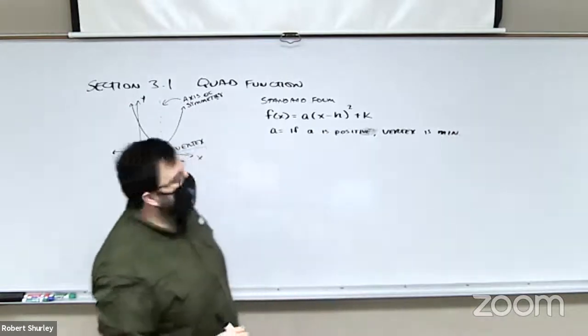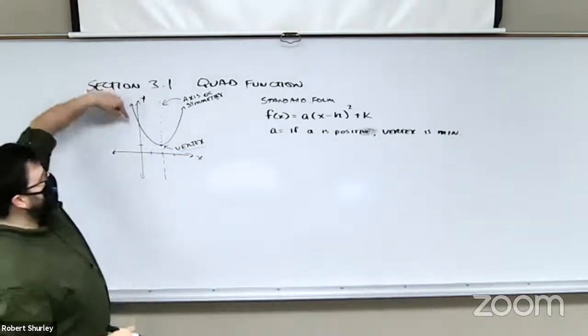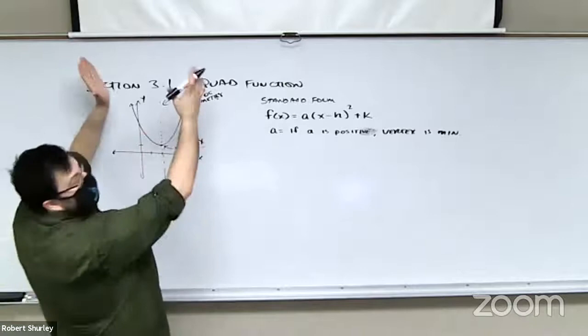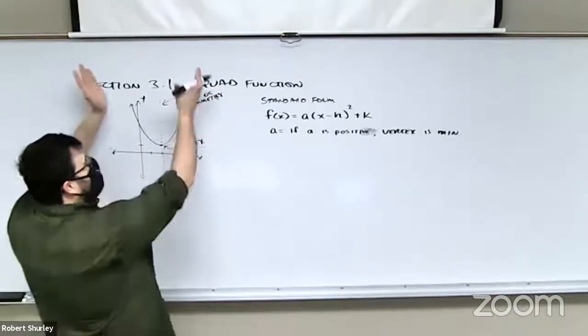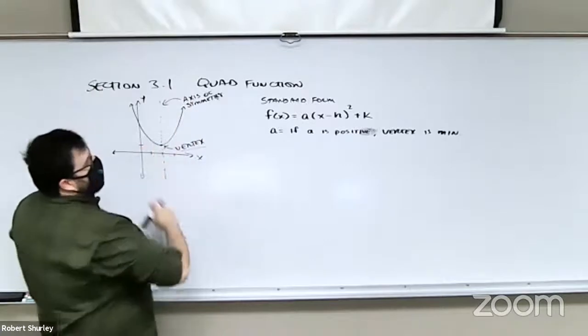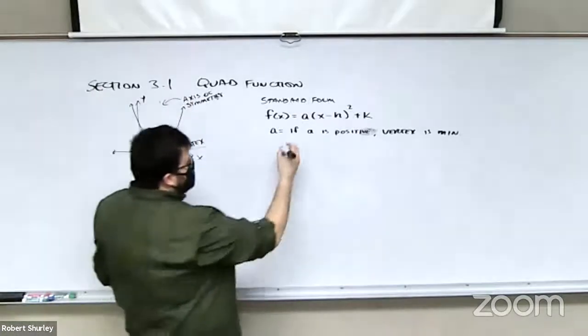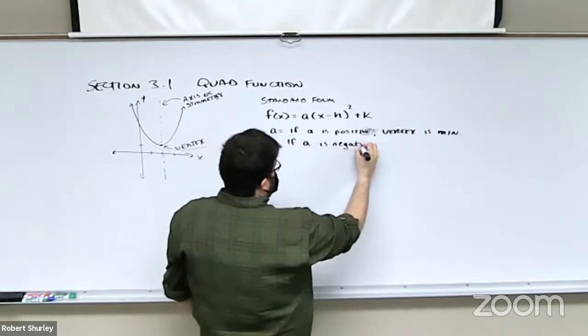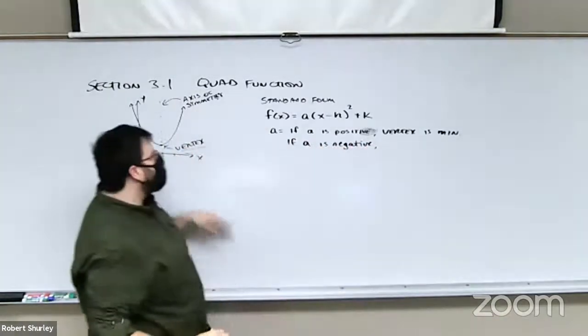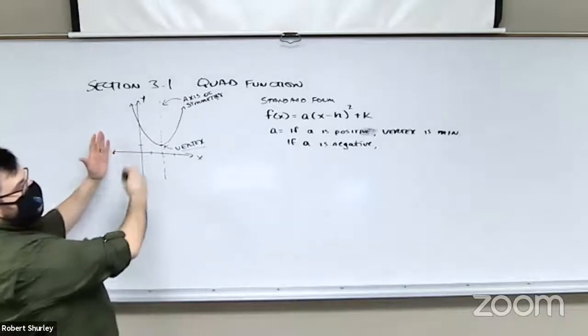If A is positive, the vertex is a minimum. So what that does is it means we've got this up and up behavior, okay? If the A is positive, we've got this up and up behavior, and it makes the vertex a minimum. If A is negative, we've got the opposite.